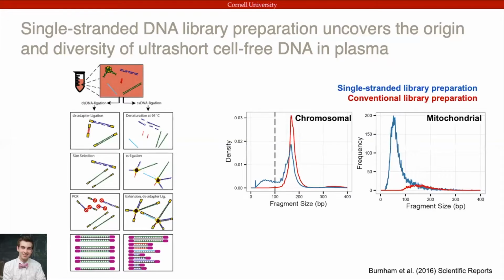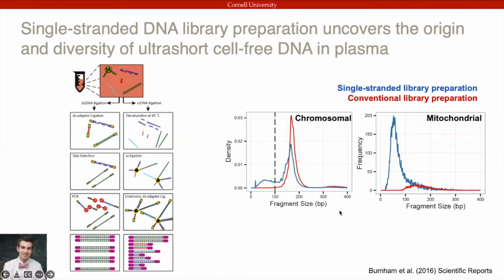We applied this method and conventional library preparation to 40 matched plasma samples and looked at the length profile. We can first look at the length profile for chromosomal and mitochondrial DNA when we use conventional double-stranded library preparation. And we find a very narrow range of fragments that conventional library preparation is sensitive to. So really only around 100 to 200 base pairs in length.